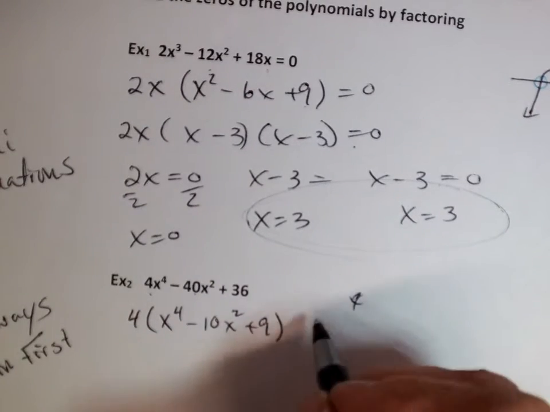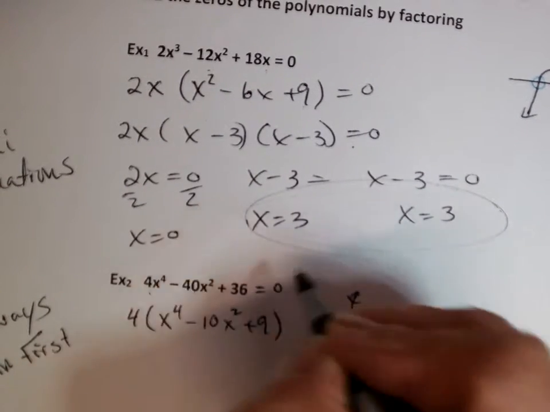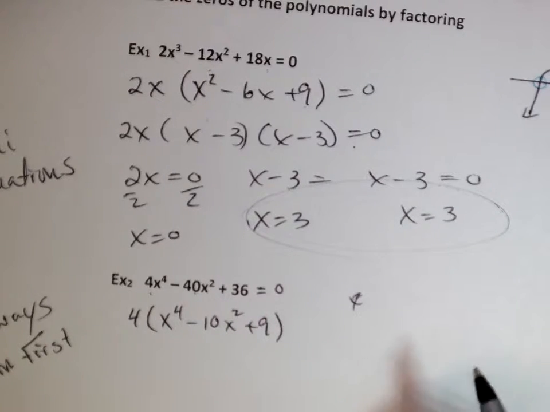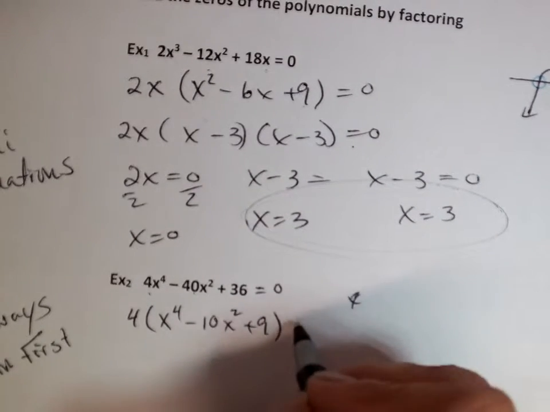Now, this should equal 0. Doggone it, you guys, put an equals 0. Looks like I found a mistake. I'm going to go back and fix that. Put an equals 0 there.